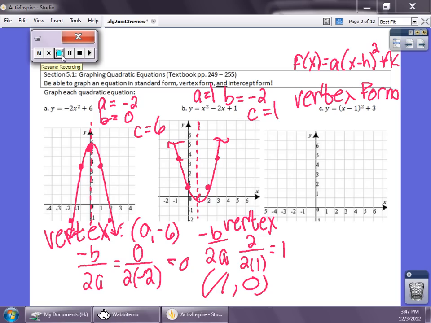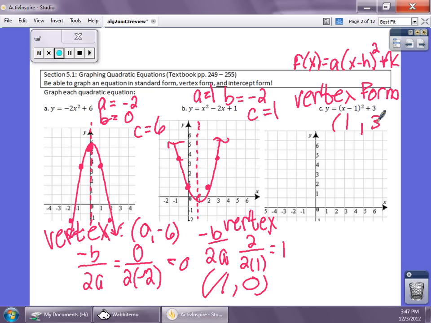The last equation is in vertex form, which is a(x minus h) quantity squared plus k. And we can see easily that the vertex is at (1, 3). The axis of symmetry is at x equals 1. It always goes through your vertex. And then we can find a couple more ordered pairs on that line and draw our parabola.